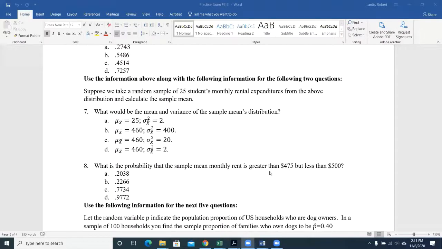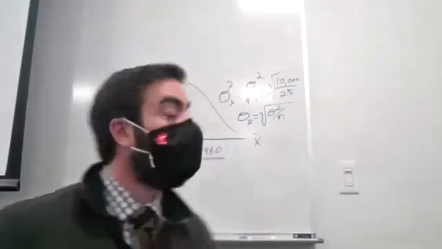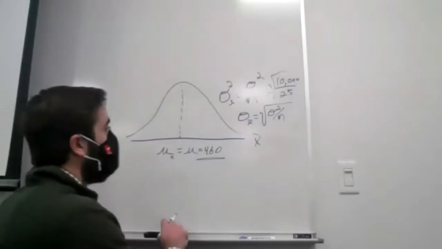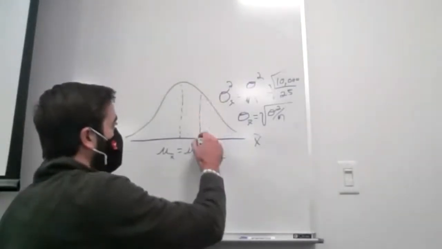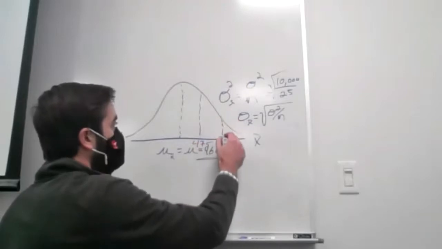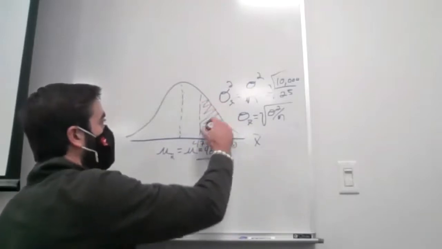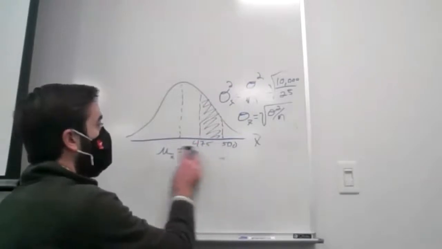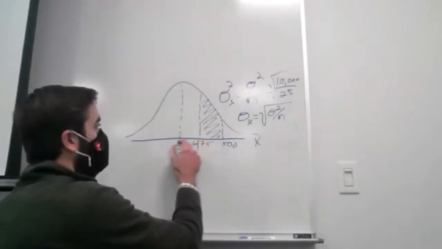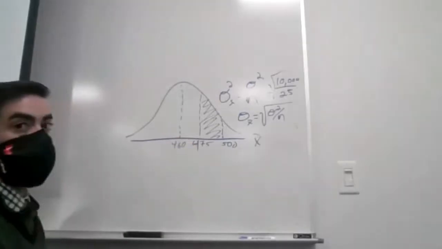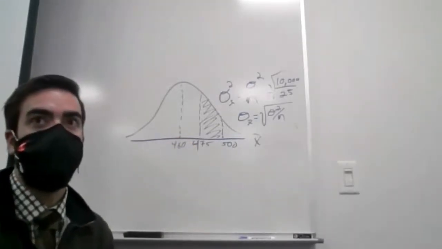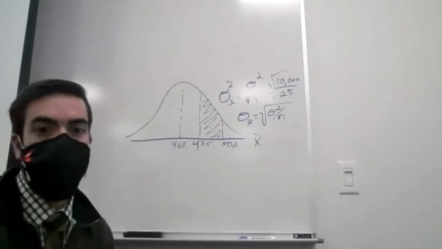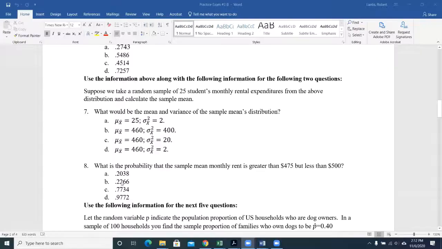So not too bad. The next question says, what's the probability that rent is greater than 475 but less than 500? So now we're looking at the sample means, and we're wanting to find what's the probability that it's between, essentially, 475 and 500. So I'll kind of get rid of this for right now. We can remember that the mean is 460. So once again, right away, I know this probability has to be less than what value? 0.5. The area to the right of the mean is 0.5. We want something less than that. So we can rule out C and D. It's going to be A or B here.